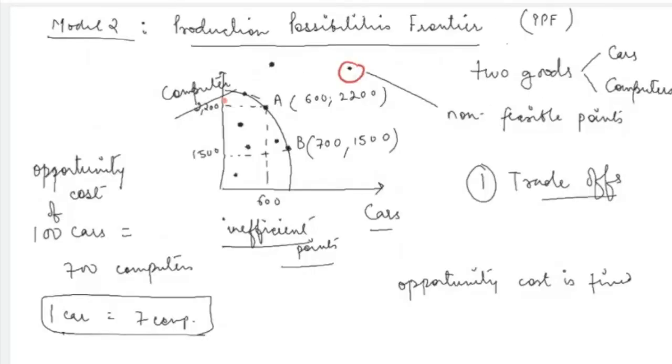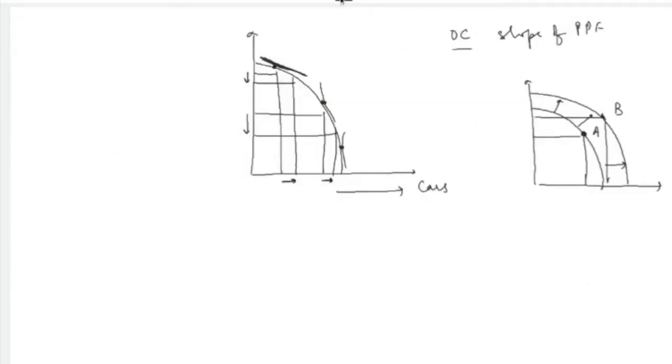So it is possible for the economy to attain these points, provided there is an expansion in the production capacity of the economy. If there is some kind of external change that occurs in the economy which expands the production capability of the economy, then it is possible for you to attain these points as well. And that will lead to a shift in the production possibility frontier. So this is a second kind of model.